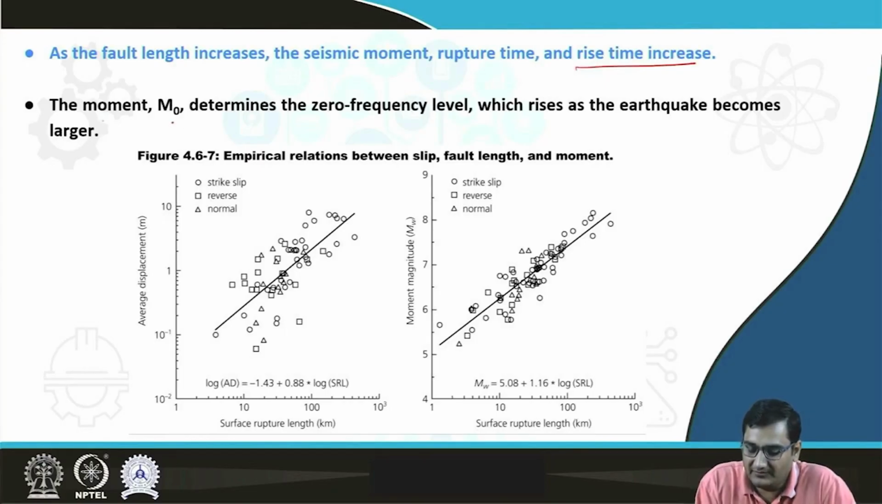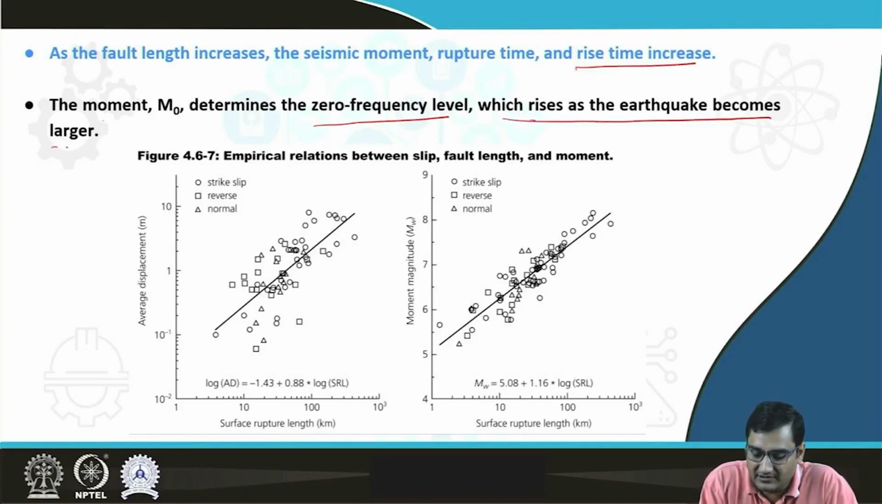The moment M naught determines the zero frequency level, which rises as the earthquake becomes larger. The empirical relations between slip, fault length and the moment are depicted here. You can see the surface rupture length and the average displacement are proportional to each other for the strike slip, reverse and the normal fault, and it basically gives you an empirical relationship between the log of average displacement and the surface rupture length. Likewise, it is also provided here.